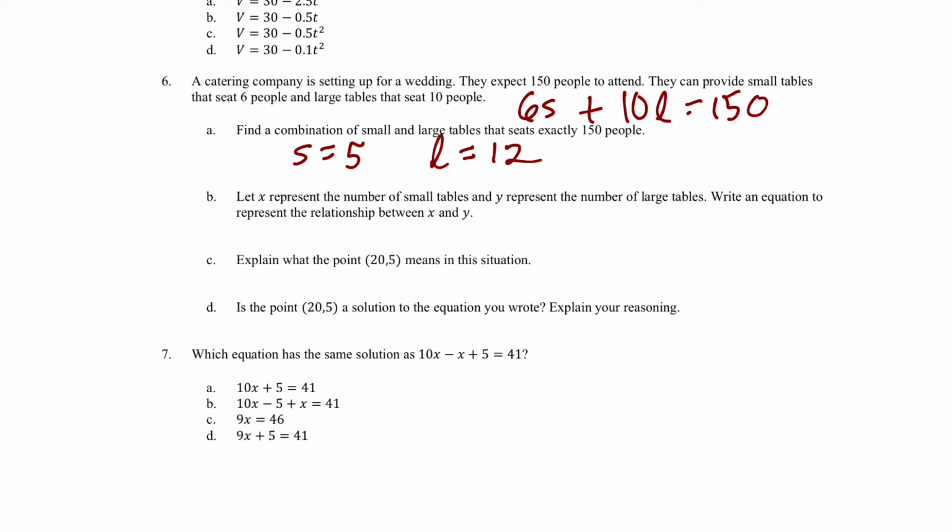All right, so B says let X represent the number of small tables and Y represent the number of large tables. So we're going back to our original equation, and we're just saying 6X plus 10Y equals 150, right? Just changing out that S and that L. And then it says explain what the point (20, 5) means in this situation. So thinking about the graph, what would 20 for the value of X mean and 5 for the value of Y mean? Again, you can answer this one.